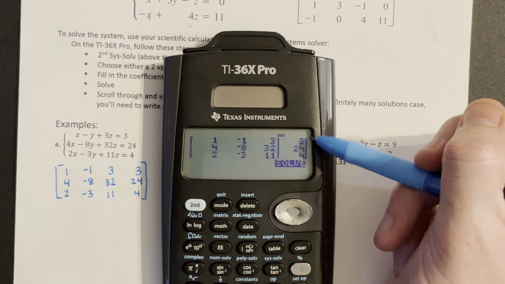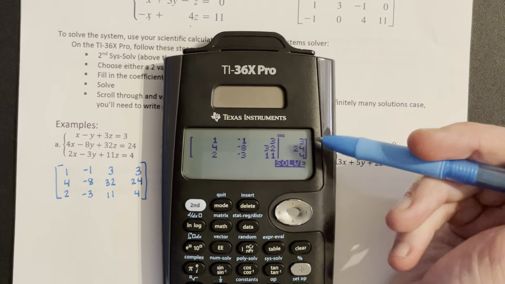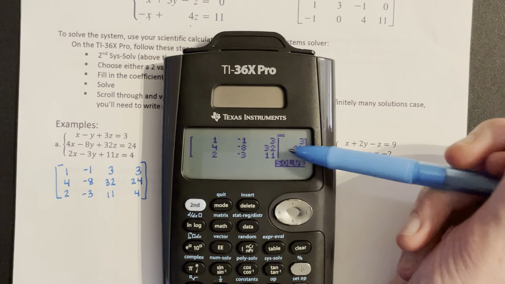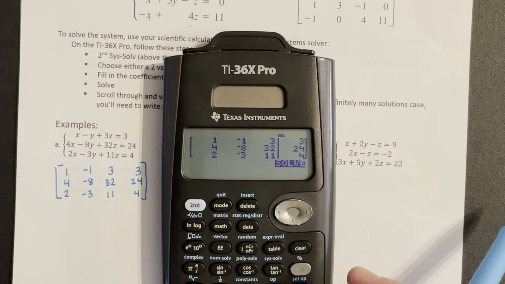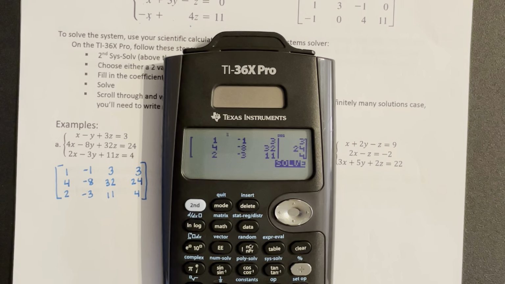Just make sure, double check it before you hit solve, that you've typed all the numbers in correctly with the correct signs. Sometimes we get to typing too fast in our calculator and it solves it incorrectly. So I solve, and this says no solution.